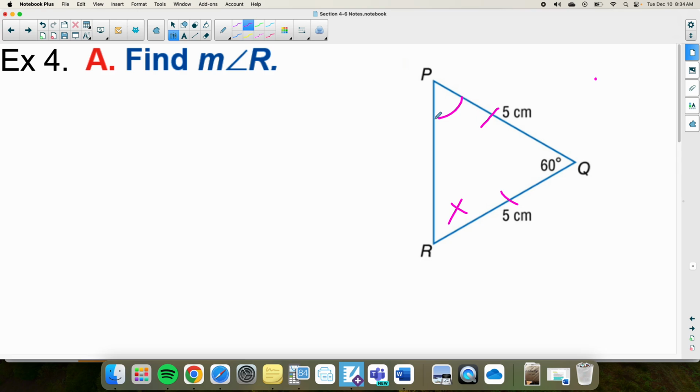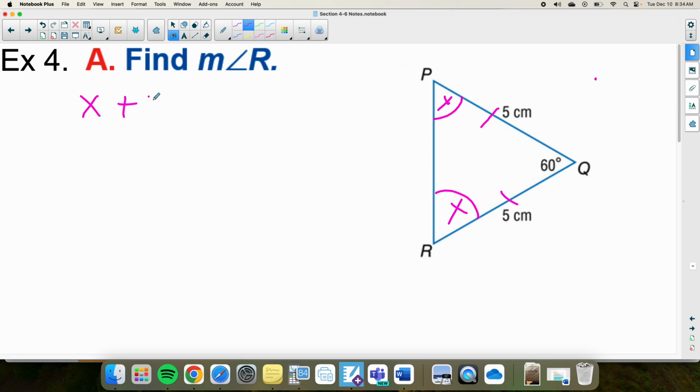Yeah, the base angles are equal, so P and R are equal, okay? Do you guys get if I called this X, that I could call this X, right? Now, what should these three angles add up to? 180, right? So there's two ways you could do this.